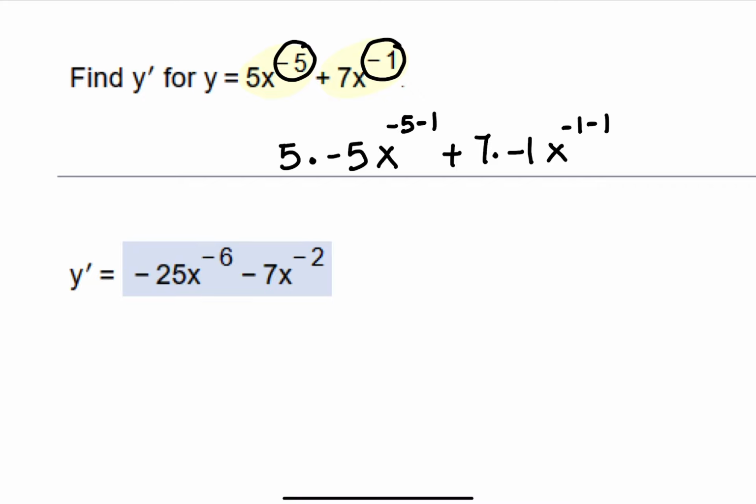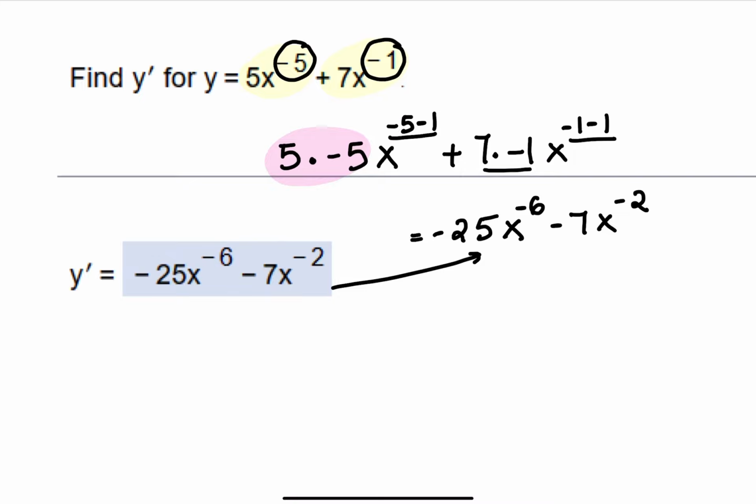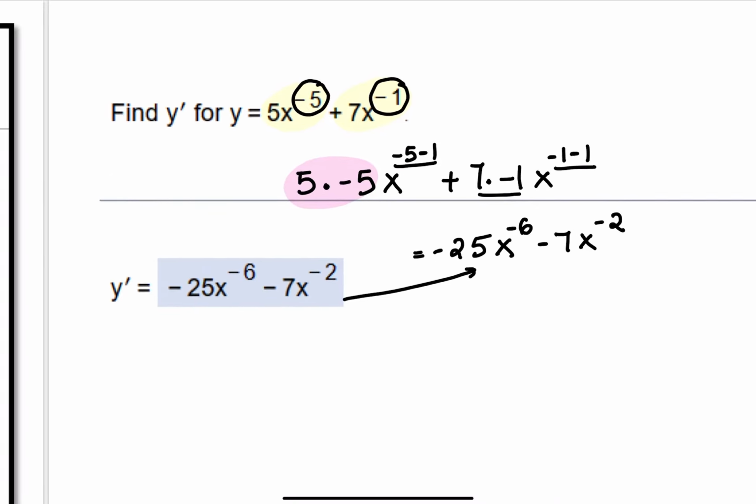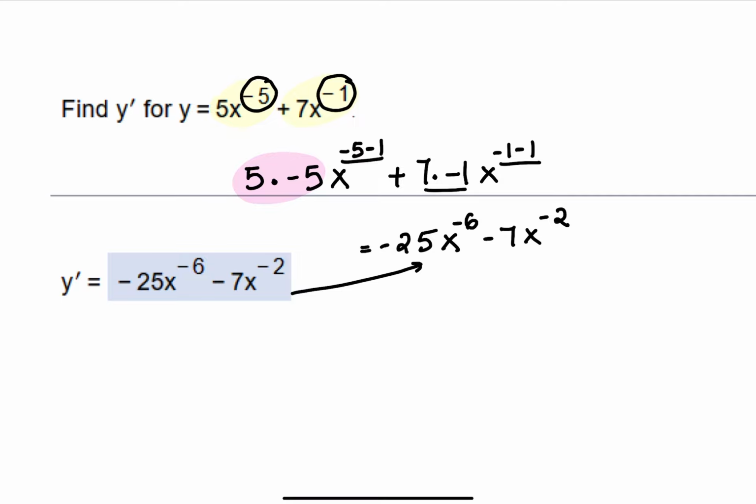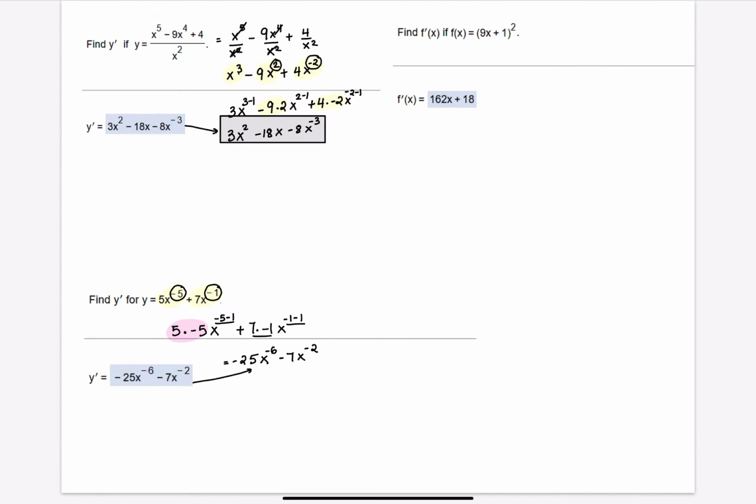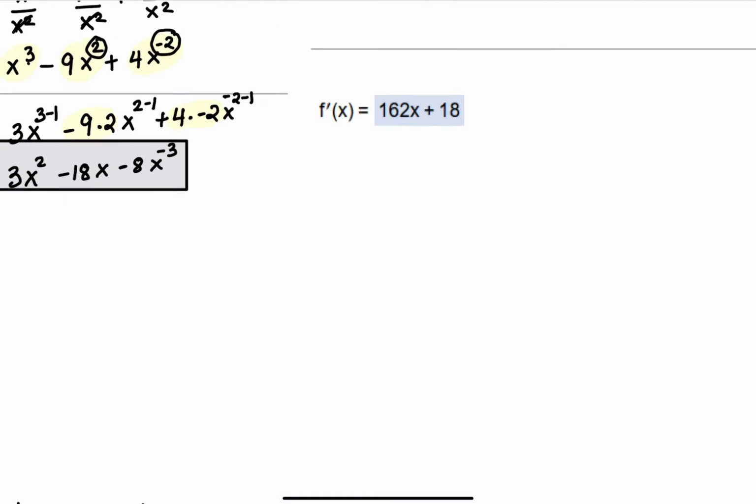Now let's see if we can combine these. 5 times negative 5 is negative 25, x to the power negative 5 minus 1 is negative 6. Negative 7 times negative 1 is negative 7... x to the power negative 1 minus 1 is negative 2. And as you can see, my answer matches. All right. Again, if you're having confusion, I want you to pause, rewind, or slow it down based on your requirement. Let's move on to the last problem, which is this.